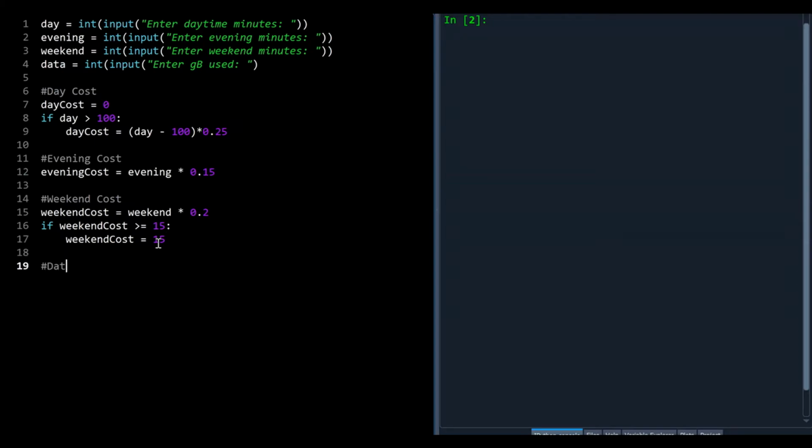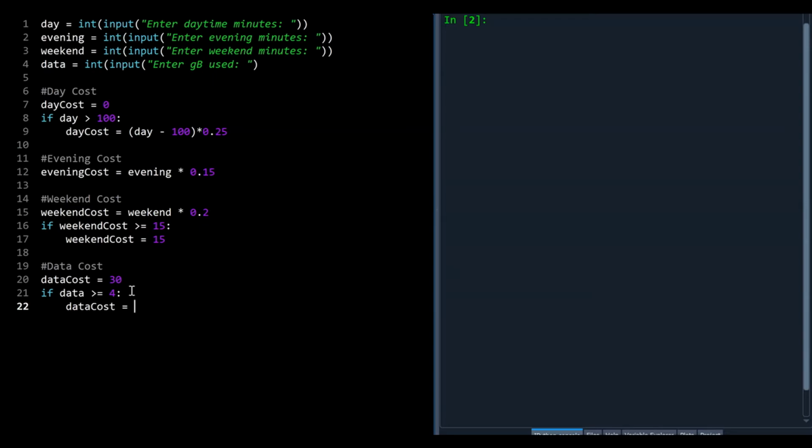All right, now the data cost. Okay, so data is going to cost us $30 regardless of how much we use. So it's going to be $30. And if we go over 4 gigabytes, so if our data is bigger than 4, then we have to pay. I guess I could say bigger than or equal to 4. It doesn't really matter. I have to increase the cost of my data by $1.50.